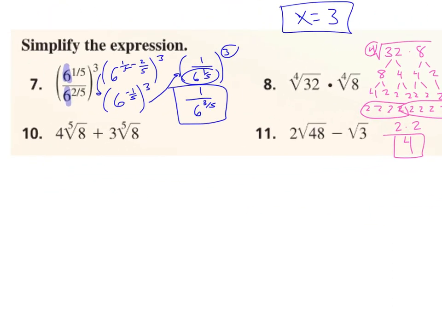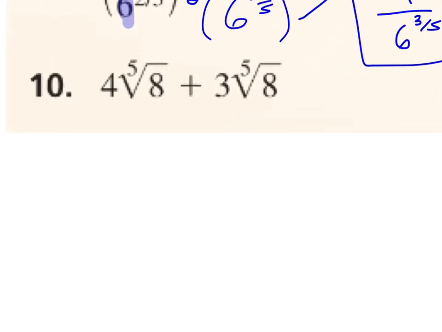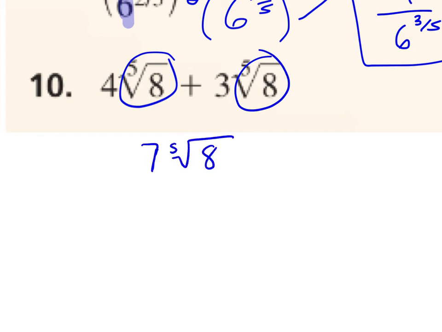Let's move on to 10. What can we do here? Add them. So what are we adding? The 4 and the 3. So this is like 4 chickens plus 3 chickens. So that gives us 7 chickens. Any questions on that one?